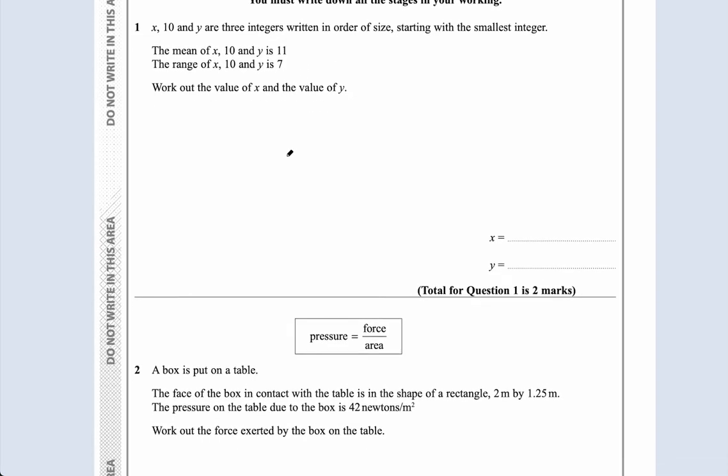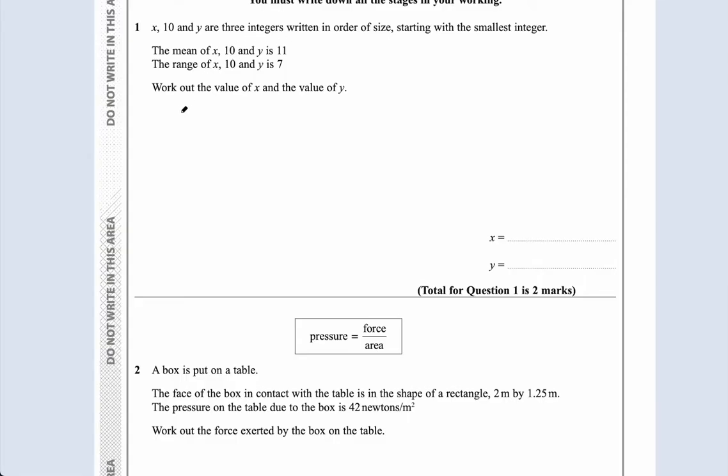So, question 1, I think this is actually a kind of tricky question to start with. x, 10, and y are three integers written in order of size, starting with the smallest integer. So x is the smallest, y is the biggest. The mean of x, 10, and y is 11. The range of x, 10, and y is 7. So guys, you could almost try and guess or figure out what these numbers are, but I'll show you the more technical way of doing it.